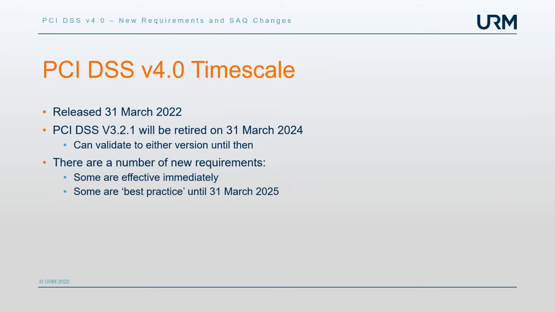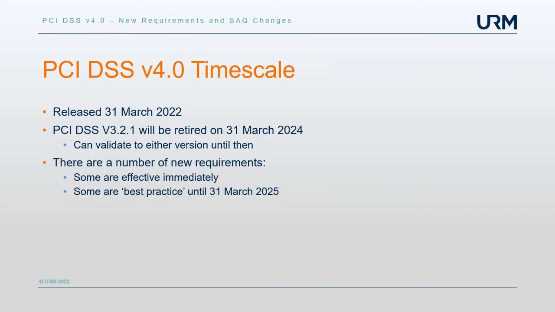Yes, thank you, Martin. Welcome back, everyone. We did talk about this briefly in our last webinar when we talked about the release, and it's worth mentioning again here because it's valid to the new requirements. So obviously the standard was released in March this year, but the old standard, 3.2.1, is still going to be valid for the next 2 years. So both standards will run in parallel with each other until March 2024, and during that time you can validate your compliance to either version. Either version is perfectly valid, both will be accepted.